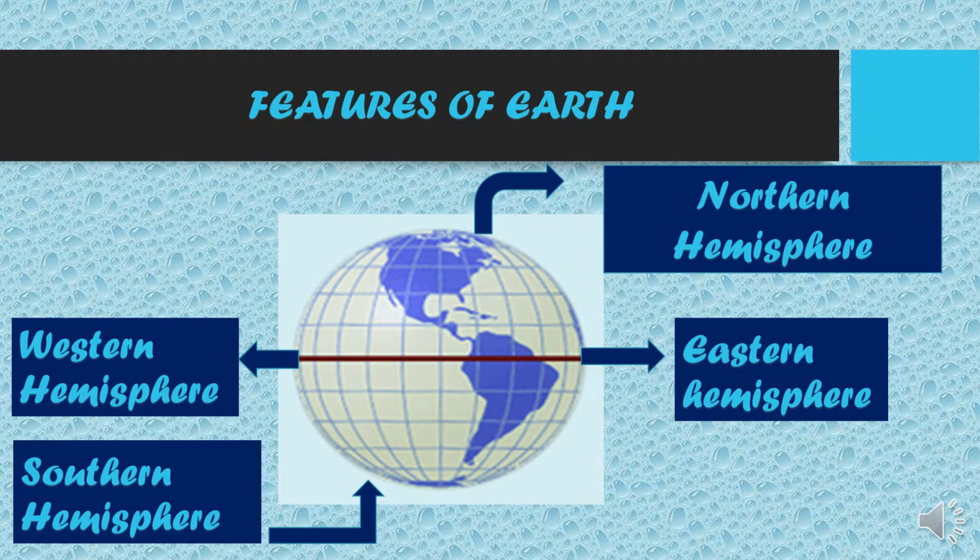Features of Earth. This is northern hemisphere, this is southern hemisphere, this is eastern hemisphere, and this is western hemisphere.